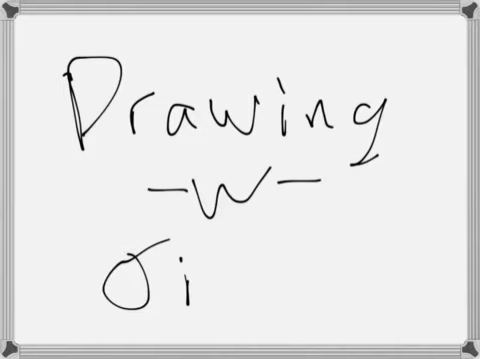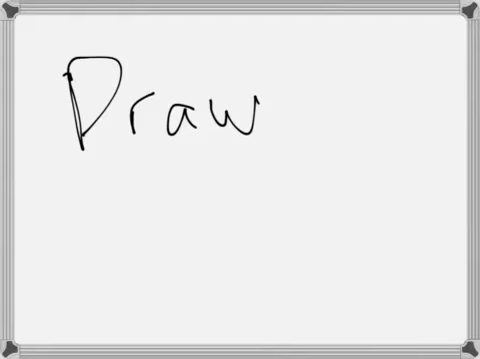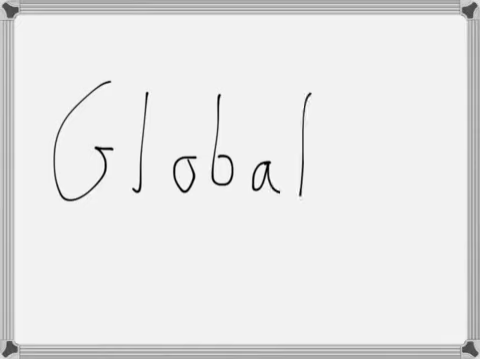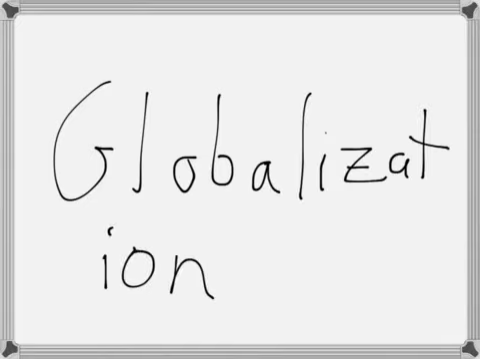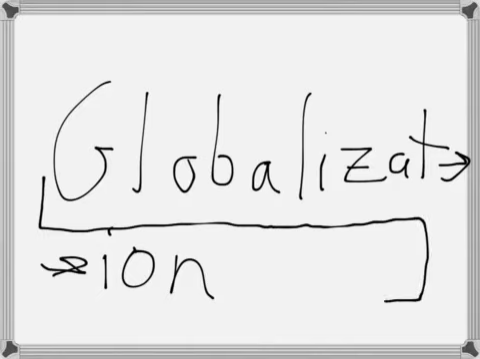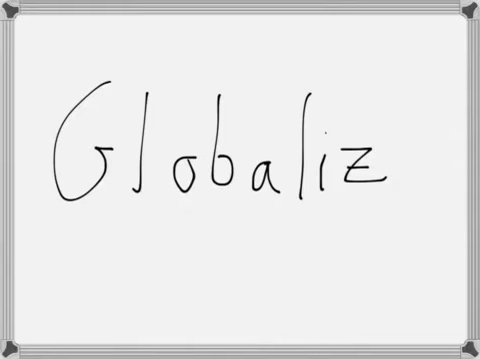Today on Drawing with Jim, we're going to be covering a concept that touches all of us very closely, though you may not even know it. What is this concept? Running out of room on a piece of paper. No, that's not it. It is, in fact, the word you see here. What's that word? Globalization. Today we're going to draw globalization.